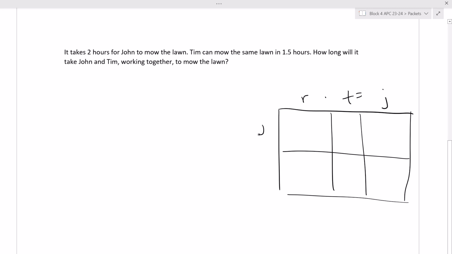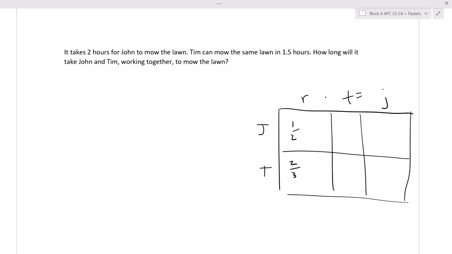Okay, so we have John and Tim. If it takes John 2 hours to mow a lawn, that means his rate of mowing a lawn is 1/2 lawns per hour. For Tim, his rate is 2/3 lawns per hour, or 2 lawns per 3 hours. Does that make sense? If 1 lawn takes an hour and a half, 2 lawns per 3 hours.